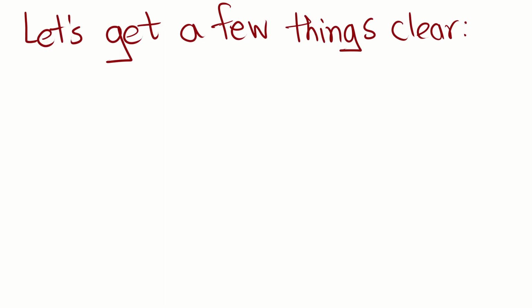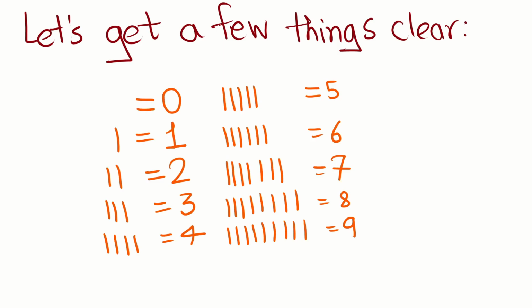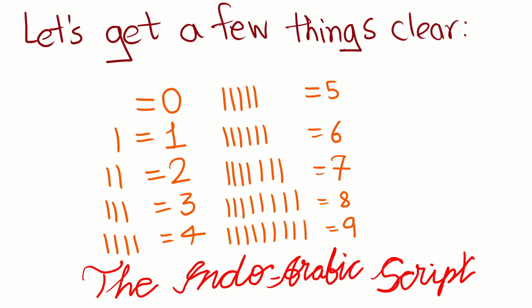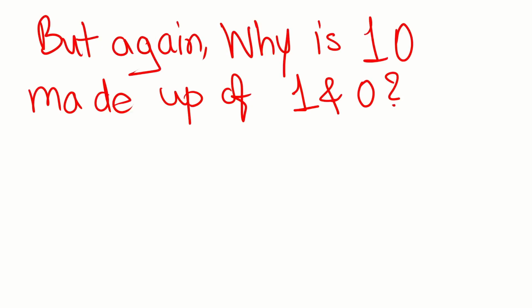So let's get a few things clear, folks, as Bernie Sanders would say. These are our new symbols now. These symbols represent these many fingers or sticks. And this is the Indo-Arabic script numerals. It should be numerals. I messed up. But again, why is 10 made up of 1 and 0?